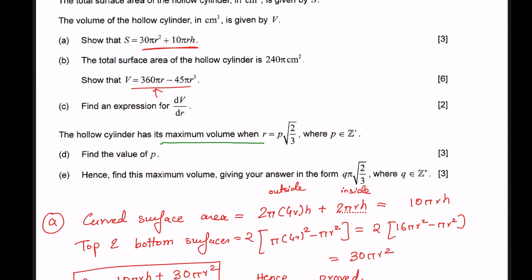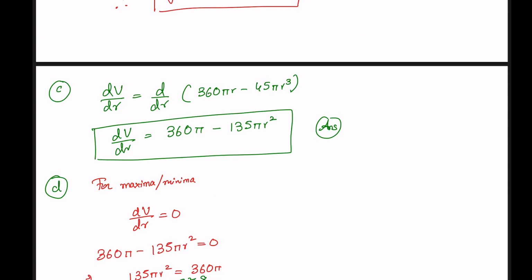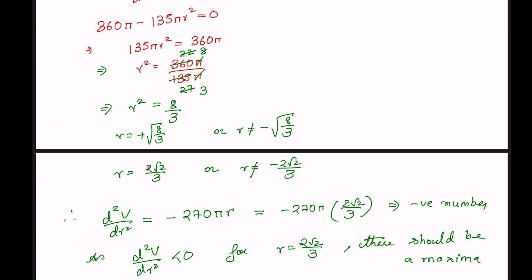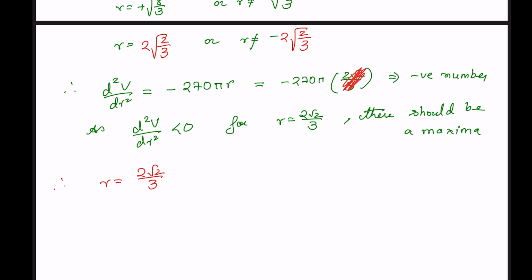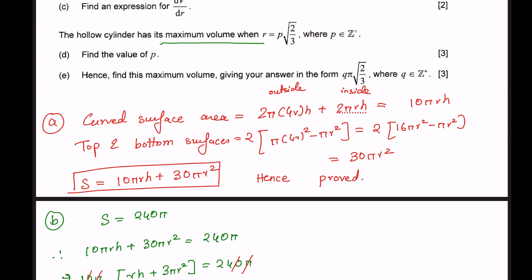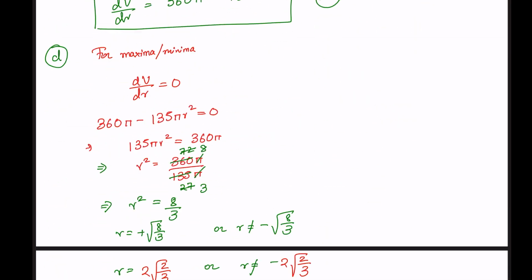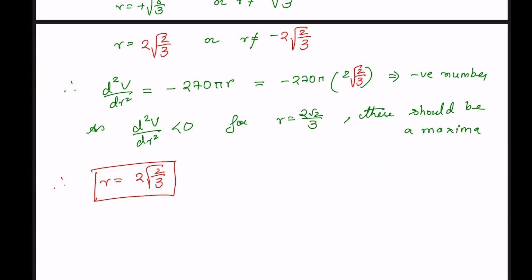So there's a small mistake here. This is minus 2 root under 2 by 3. And here also, when r is equal to 2 root under 2 by 3, we have the maxima, but we have to change this. Yeah, p root 2 by 3, so p is equal to 2. This will be your answer.